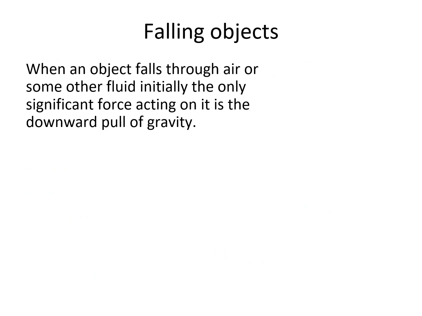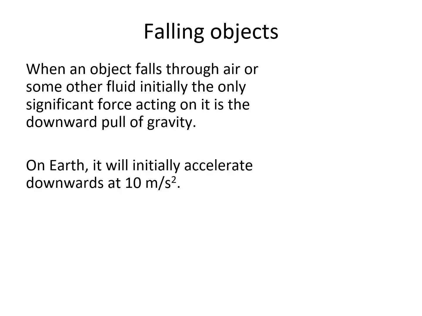Now we're going to move on to falling objects, which is the final section. Terminal speed, or terminal velocity, often this is called. When an object falls through air or some other fluid, initially the only significant force acting on it is the downward pull of gravity, although we say weight. I wouldn't use the term gravity or anything like that. I'd say weight is the force acting downwards. And there's an object there accelerating down at 10 meters per second squared. And you can see the weight is shown there.